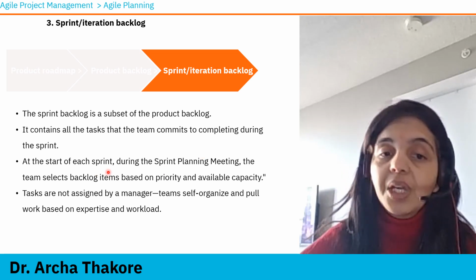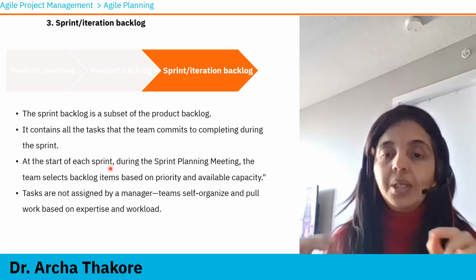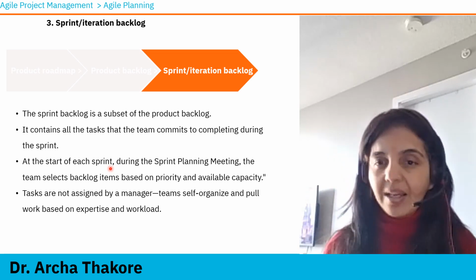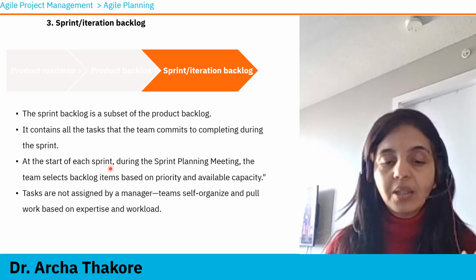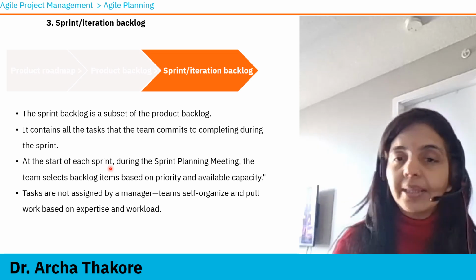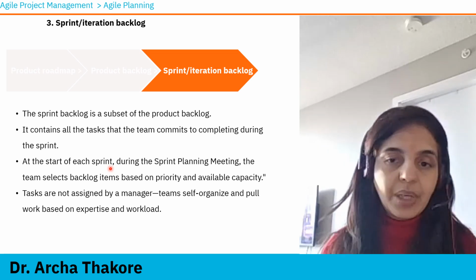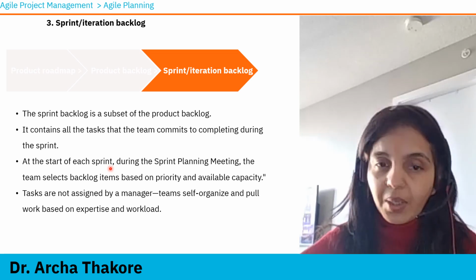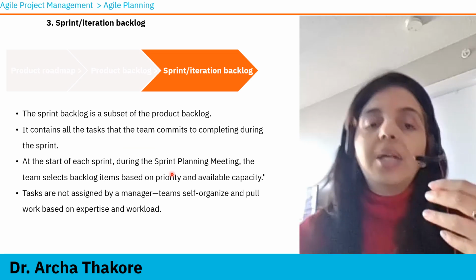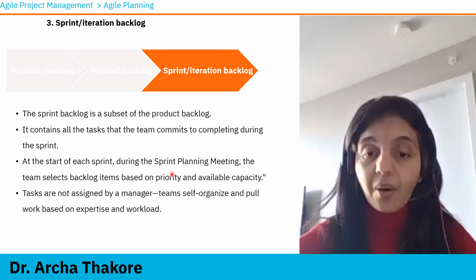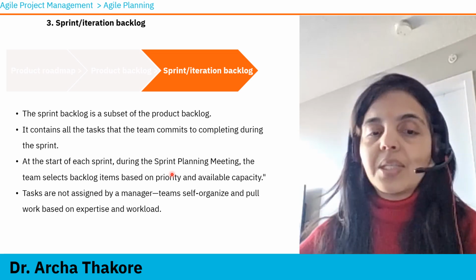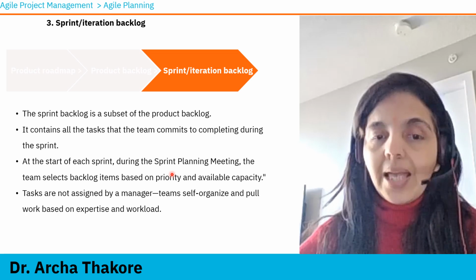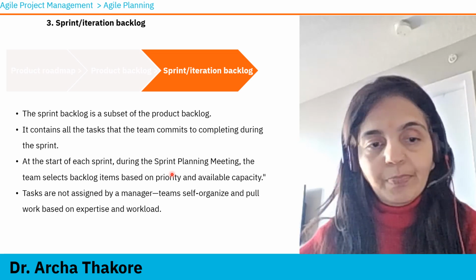At the start of each sprint, during the sprint planning meeting, sprint planning is also an agile practice. Before the team starts the sprint, they get together and they do planning. Now, what is sprint planning? They look at the product backlog and then, based on the prioritized list of items that they need to do, they pick up items that they want to cover in that particular sprint.